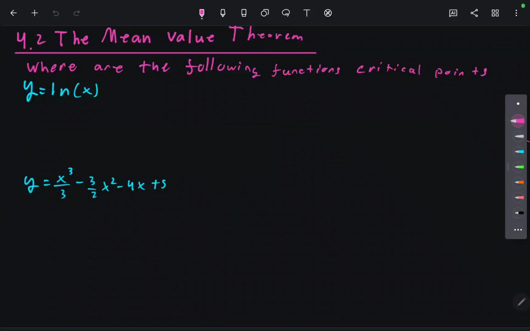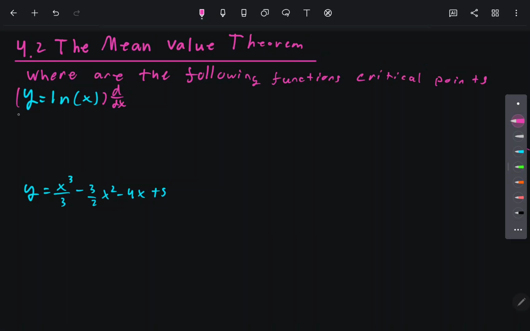Hello and welcome. In today's video, we are going to be going over topic 4.2, the mean value theorem. So, to start out, we want to find where the following functions have critical points. As always, this is just review. And if you want, you can skip later in the video to get to the mean value theorem stuff.